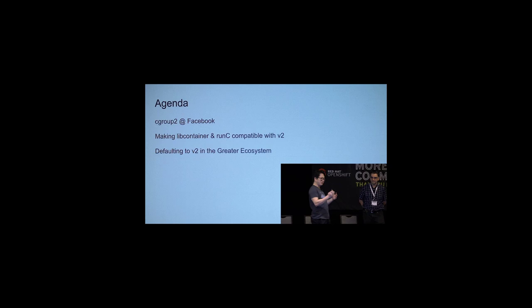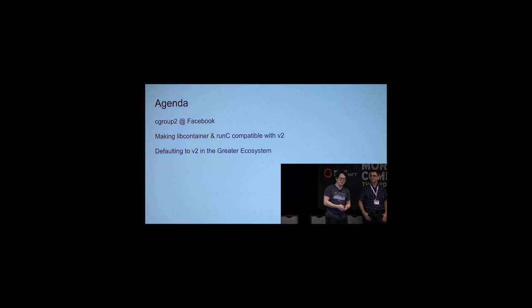But first, I'm going to kick it to Tae-jun to walk through some of the control groups at Facebook. We're going to start with what we are doing with resource control, or CGroup 2, at Facebook. And then Filipe will go into how he is planning to integrate everything into libcontainer and runc so that they can transition to CGroup 2. They are still on CGroup 1. Then we will go into how we can make the transition for the greater ecosystem.